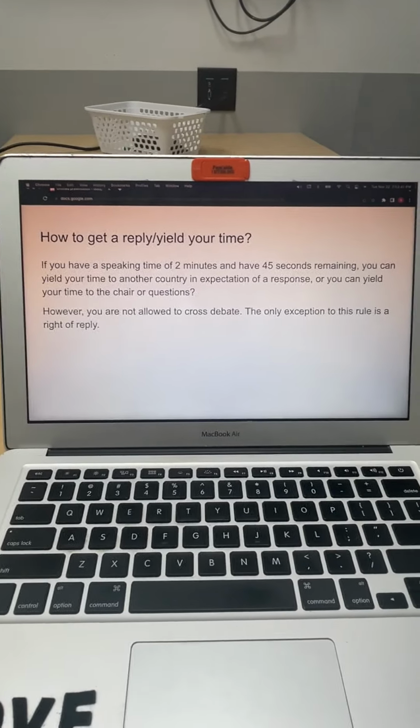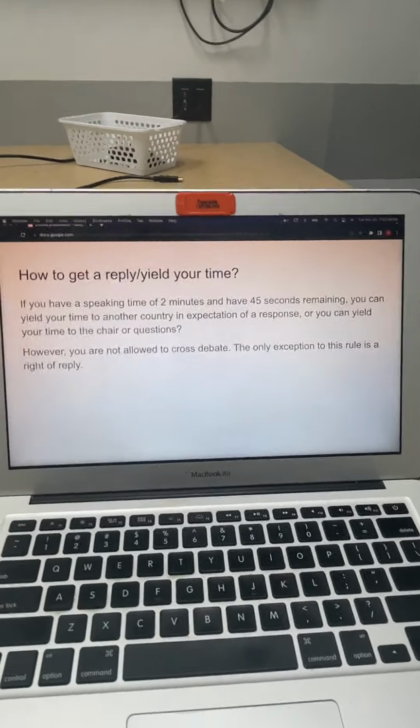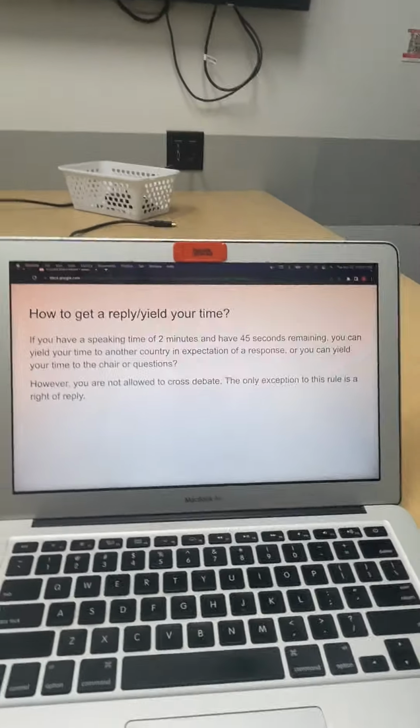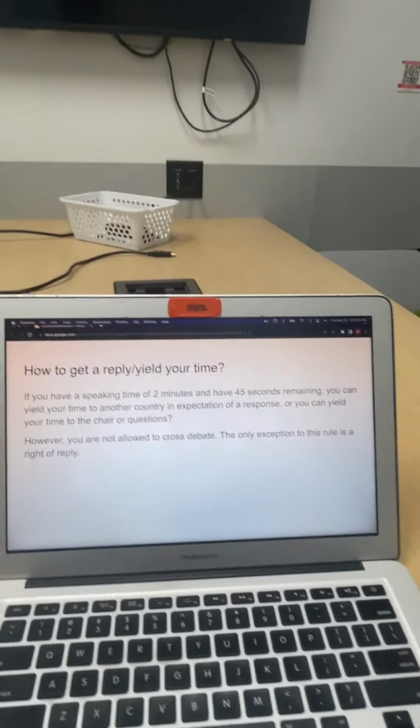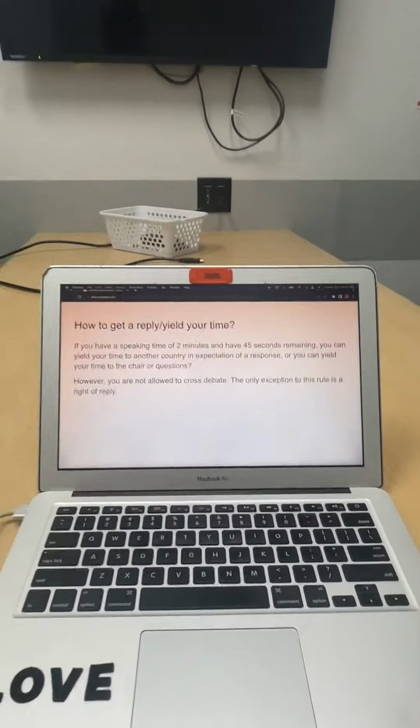Or you can even yield the time to the chair, in which no one can respond, or you can yield your time to questions, in which the chair will call upon people that raise a placard to ask questions to you and direct them to you.